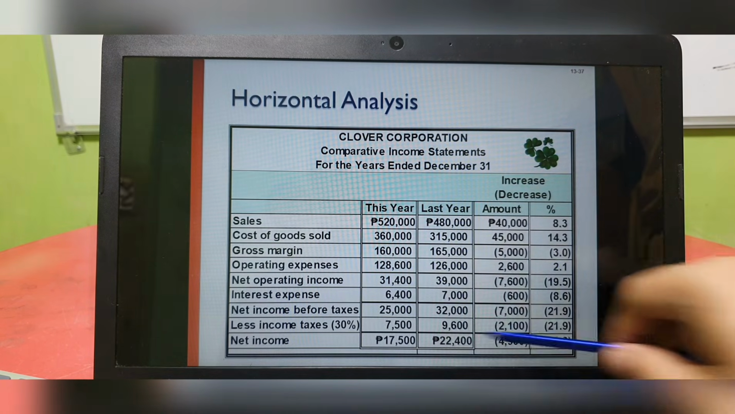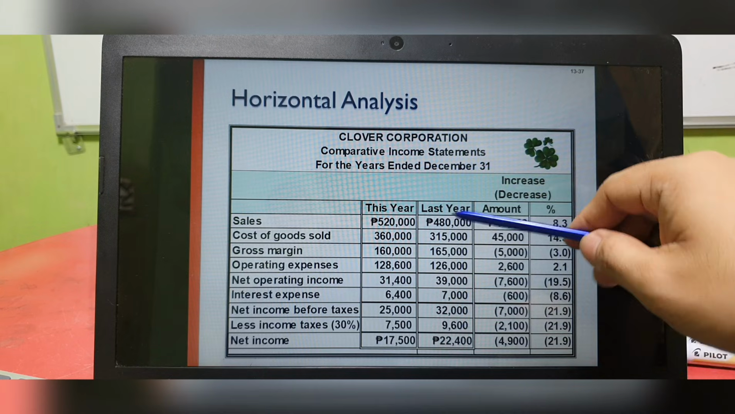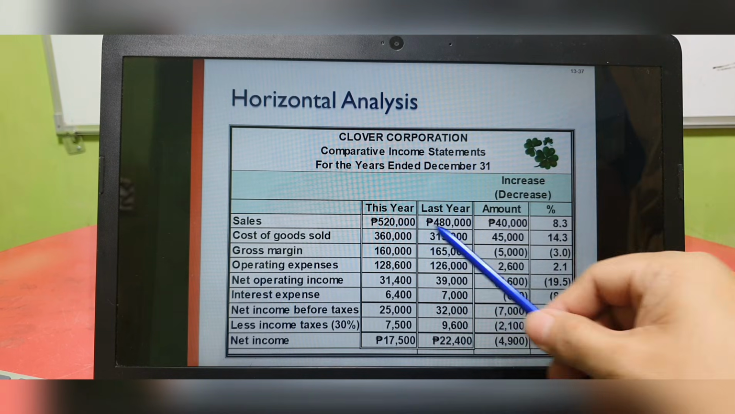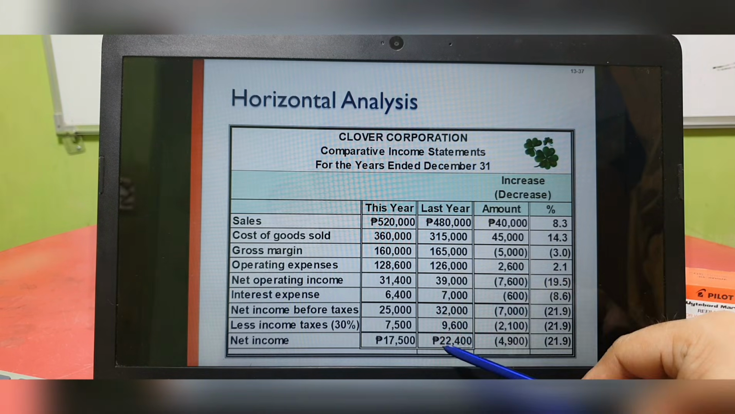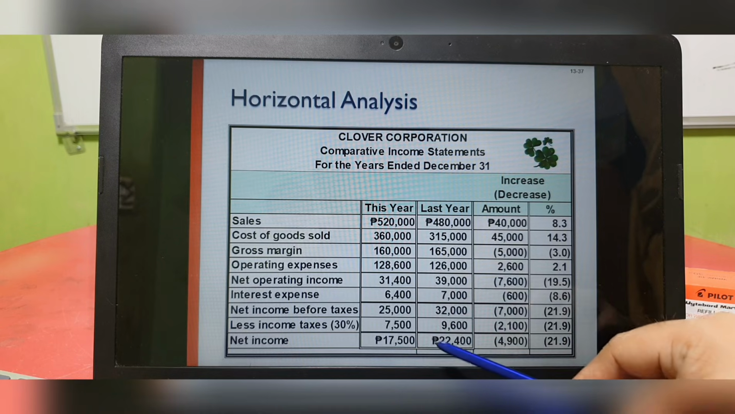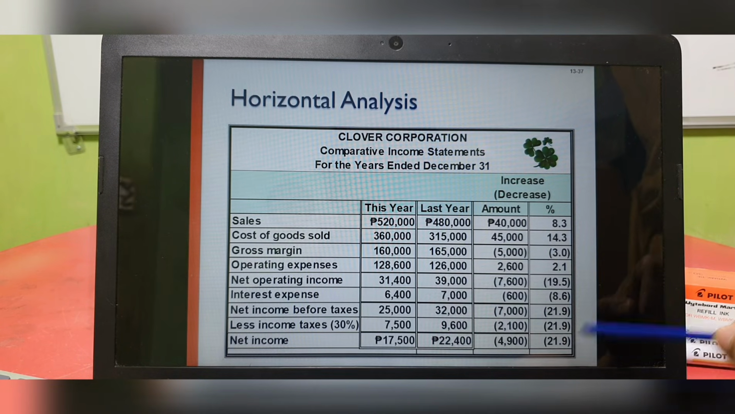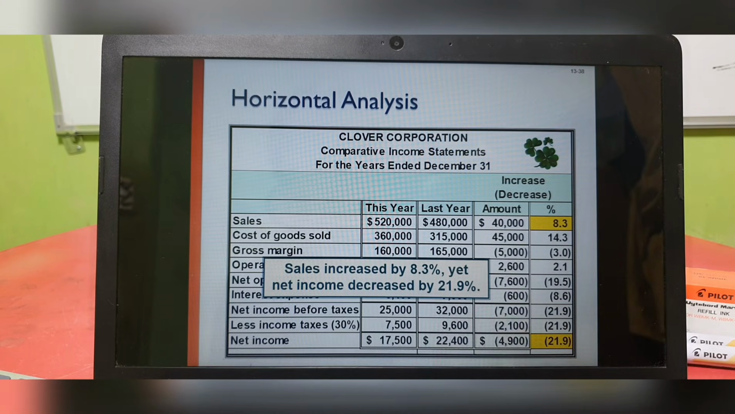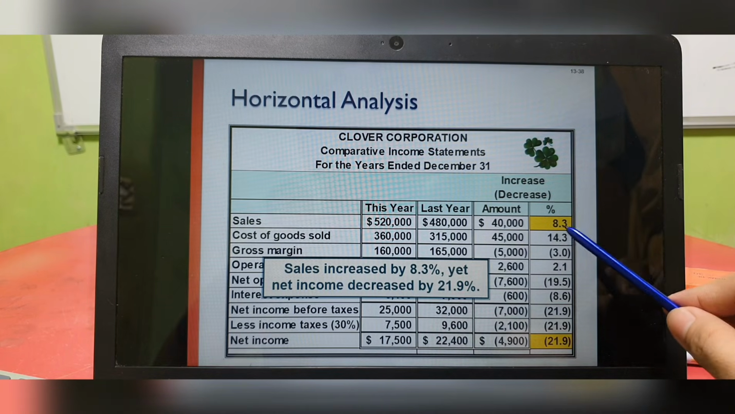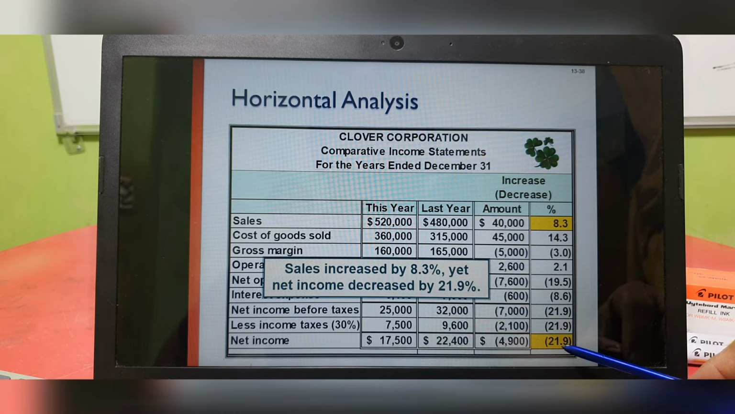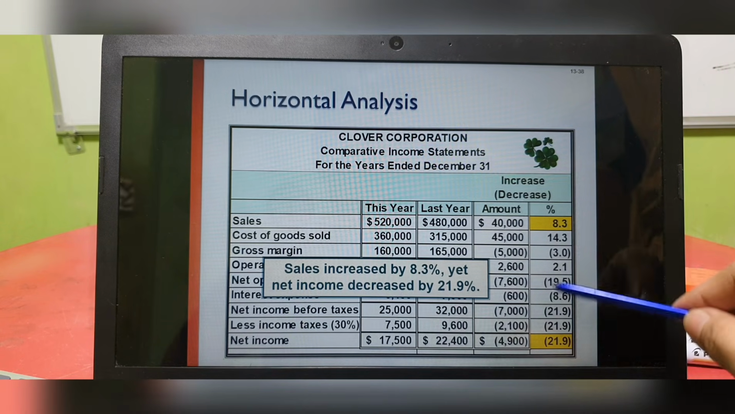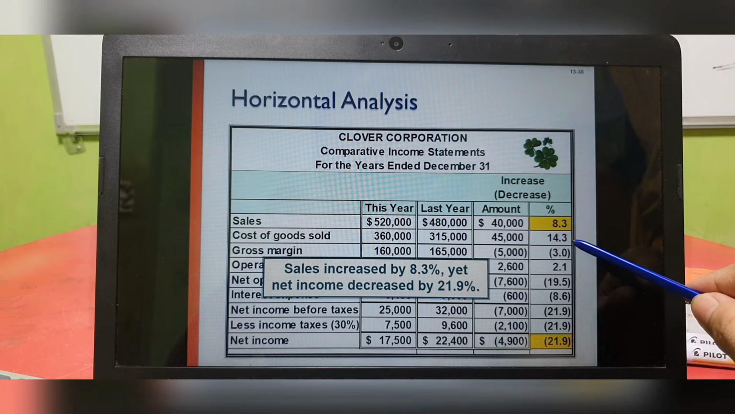So ano yung makikita natin dito sa scenario na to? Looking at the sales, nag-increase. Pero bakit looking at the net income, nag-decrease tayo? 8.3 ang increase, 21.9 ang decrease. Okay, so despite the increase in sales, bakit kaya nag-decrease ang ating net income? So let's try to analyze further. Tingnan natin. We have 14.3 here.